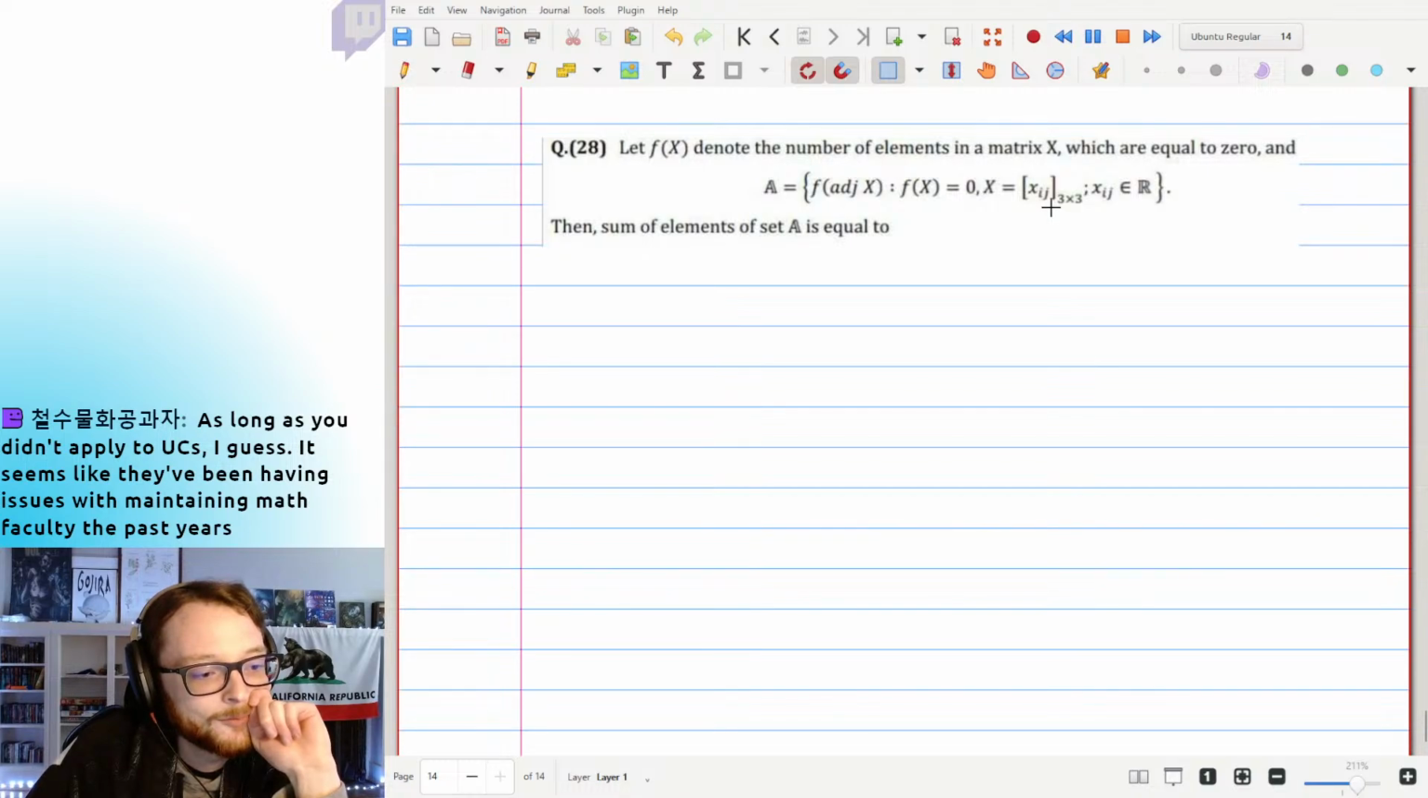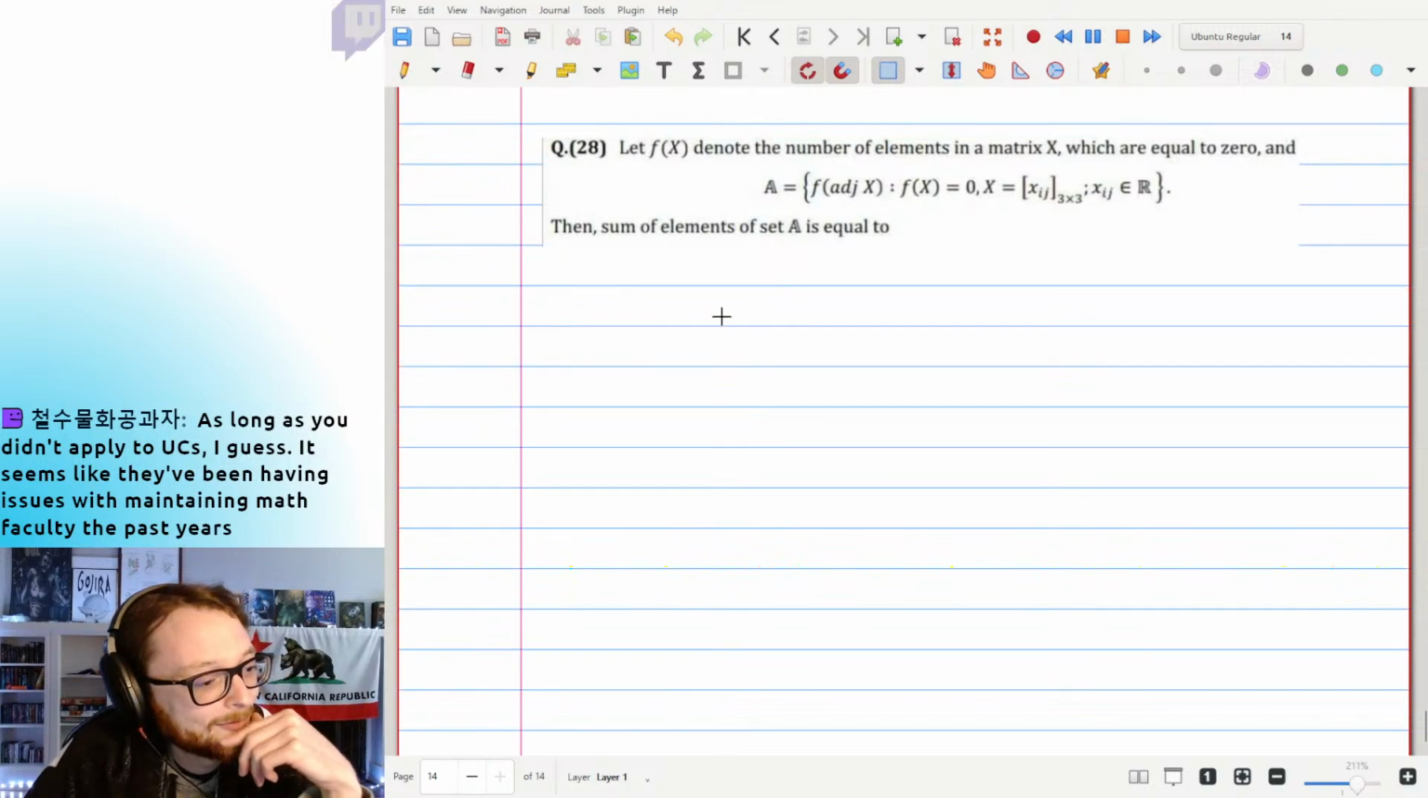Well, that didn't apply to UC. Seems like they're having issues maintaining math faculty. I did apply to one for math, so hey, maybe that'll help my odds of getting in, because I'm honestly not confident.